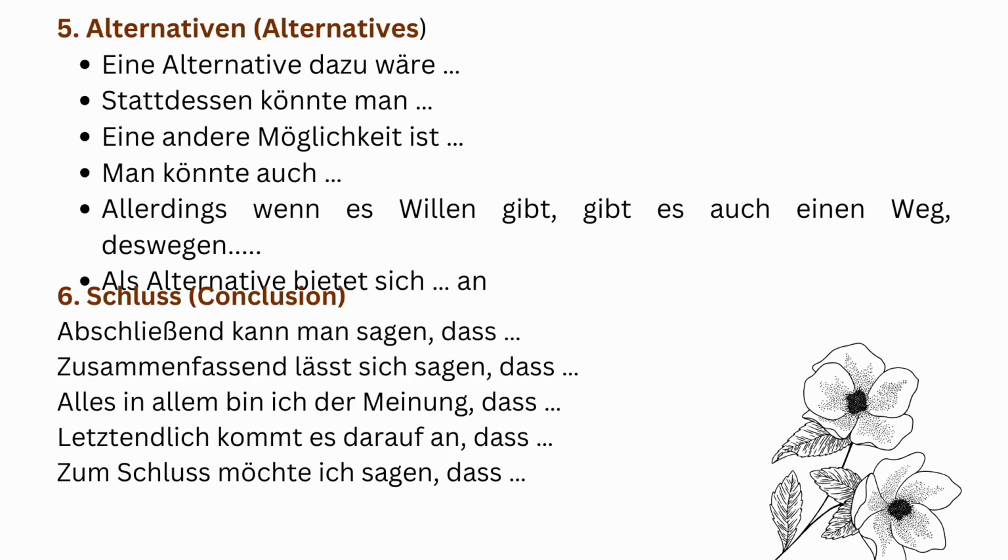After you mention Vorteile and Nachteile, you also need to think critically and give some alternatives. The best option, I think, is: Allerdings, wenn es einen Willen gibt, gibt es auch einen Weg. Deswegen and Grund. After writing alternatives, you need to write a solid conclusion. You can use these Redemittel and you can also express your Meinung am Ende.